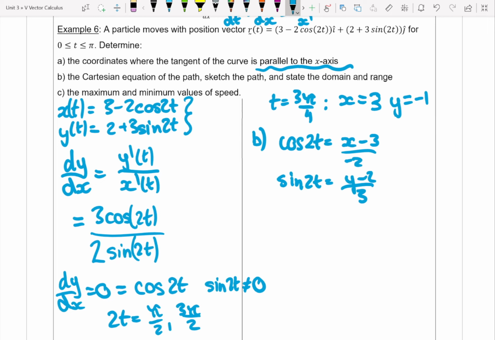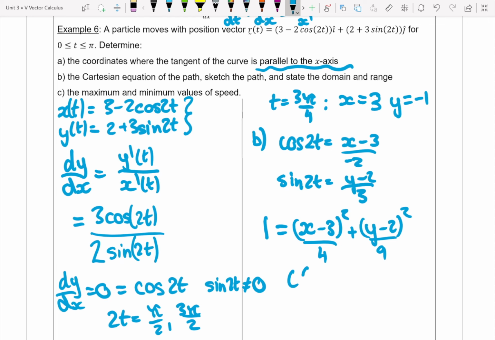And so adding the squares of these, we're going to get 1 is equal to negative x take 3 on -2. When we square that, that negative is going to become a positive. So this will be (x take 3) squared over 4 plus (y take 2) squared over 9. So that's the equation. This is an ellipse.